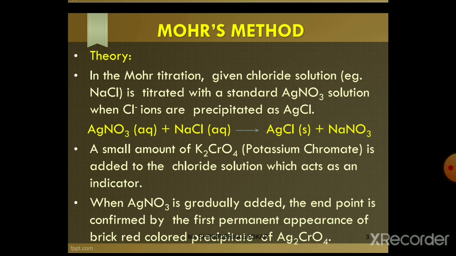AgNO3 in aqueous solution plus NaCl in aqueous solution gives AgCl solid, a precipitate, plus NaNO3, that is sodium nitrate. In this equation, AgNO3 is a precipitating agent and AgCl is a precipitate. A precipitate is an insoluble substance in the solution. The precipitating agent is a chemical which helps to form the precipitate, and it is also called a precipitant.